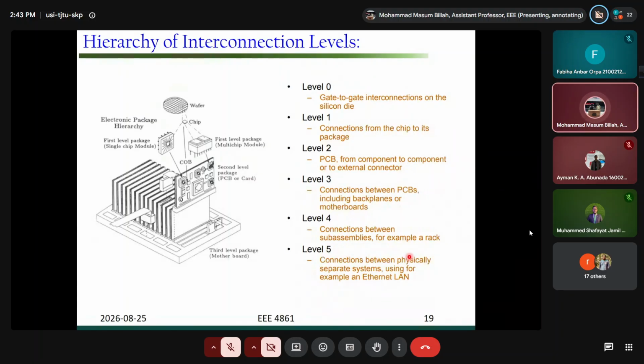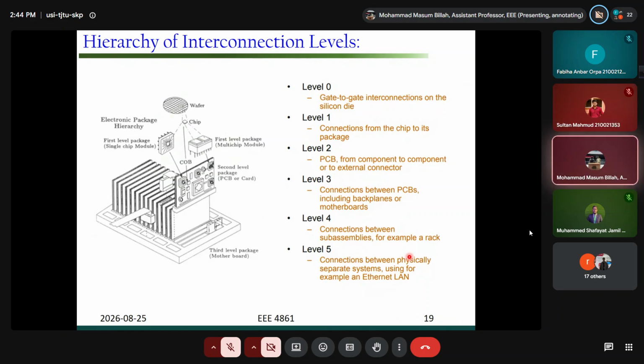And the last part is IC packaging. You remember IC packaging? There will be at least 50% marks from IC packaging. So until now, do you have any question? No, sir. Okay. During the IC packaging class, I explained the connections like level 0 to level 5 connections for interconnections for the IC package.